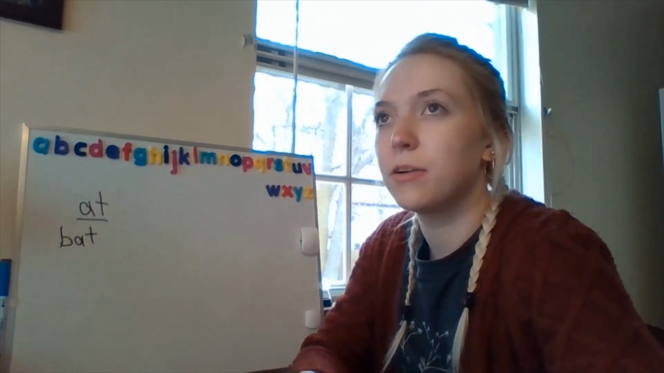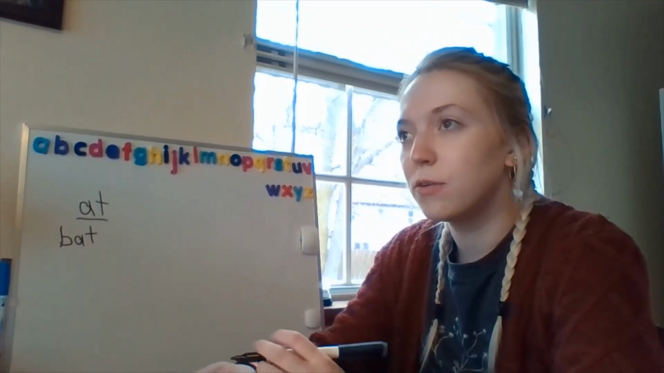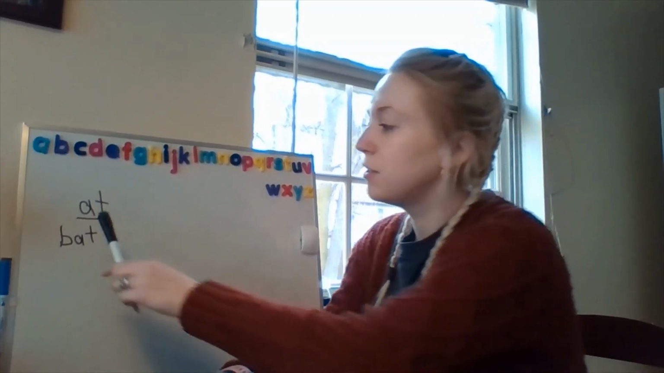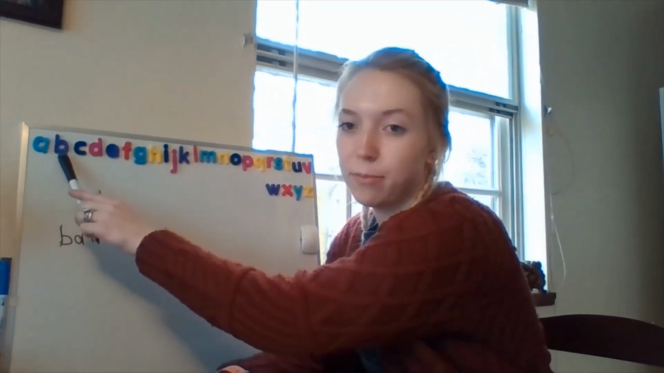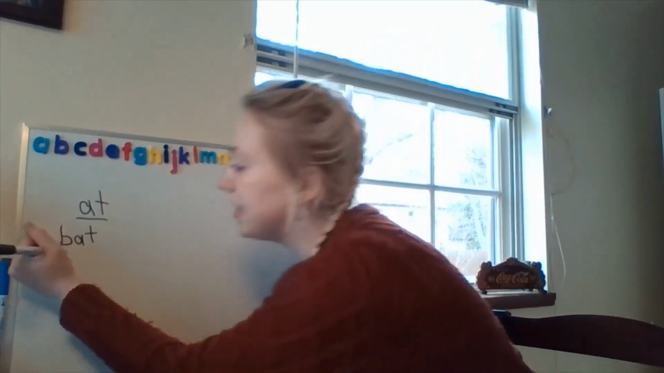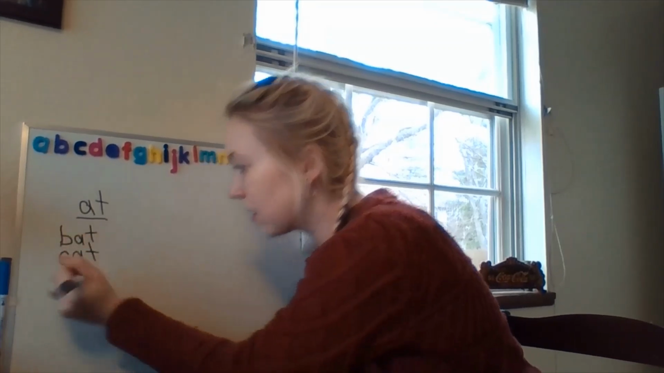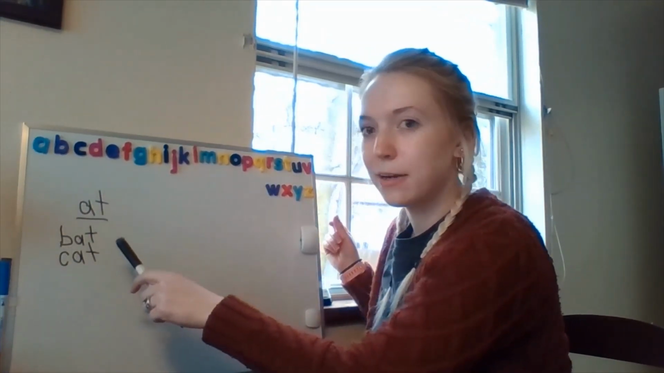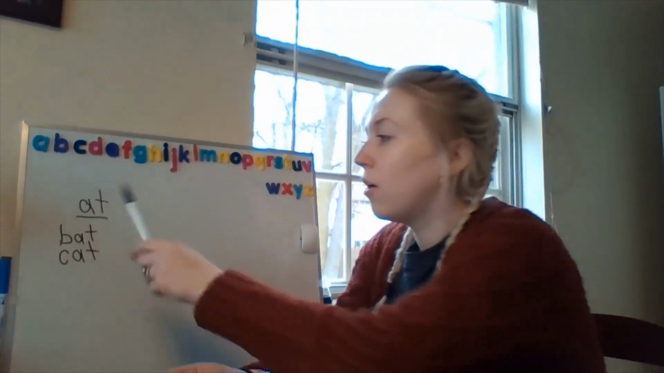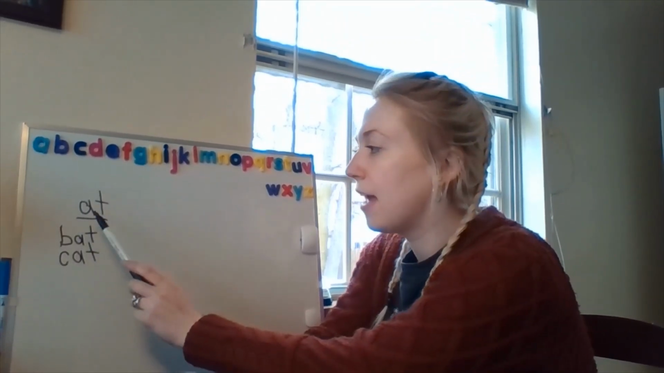And now let's think of another word. Something you can do if you can't think of a word is you can go through the alphabet and try to add different letters to the word at. So we added a B and we had bat. What about a C? What happens if we add a C? Let's see. At. Is that a word? Cat. That's the word cat. So you see that all of these words in this word family, they have the same ending sound. They all have the at sound.